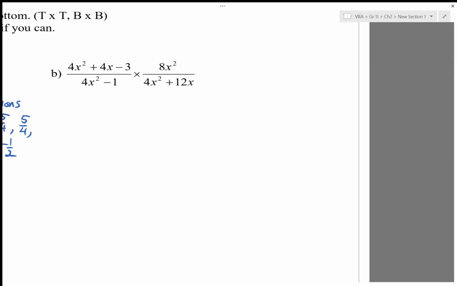So this one, I want you to actually pause the video and try this on your own and see whether you can do this, okay? So pause the video. Now, hopefully you have tried it.